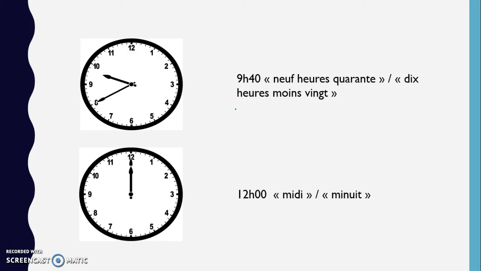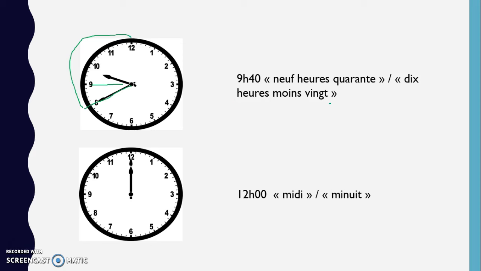Okay, so if it's at the 40 or really anything past the 40. So we just talked about 45 is the next hour, moins le quart. We can do the same thing for 40 or 50 or 55 or really anything past the 40. So again, we can just say the normal way. 9:40 is 9h40. Or we can say 10h moins 20.